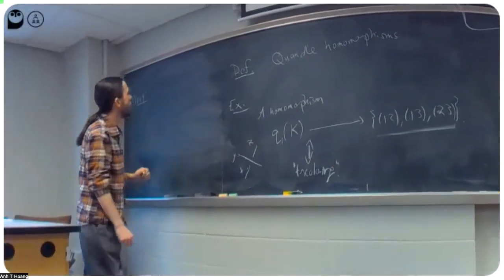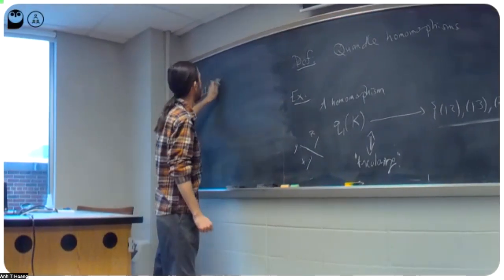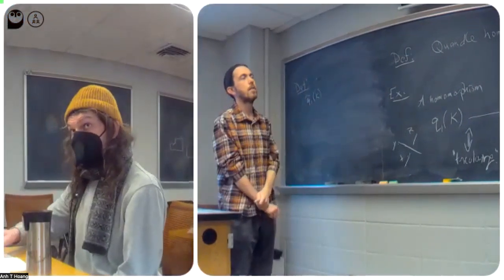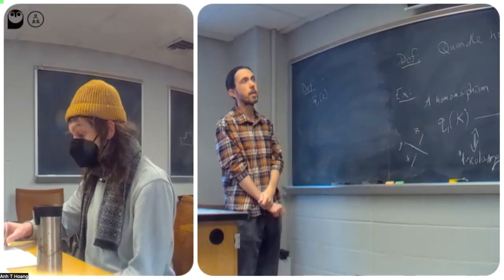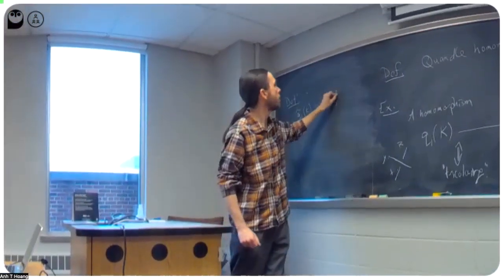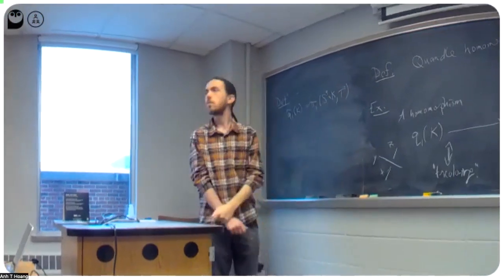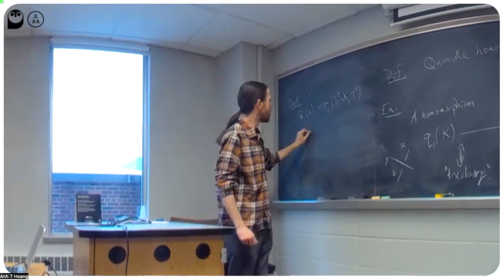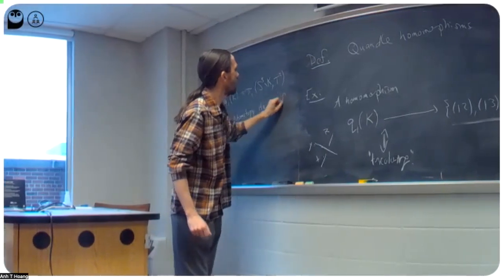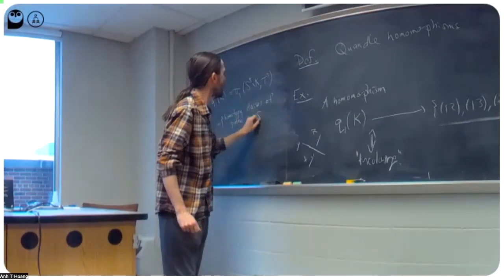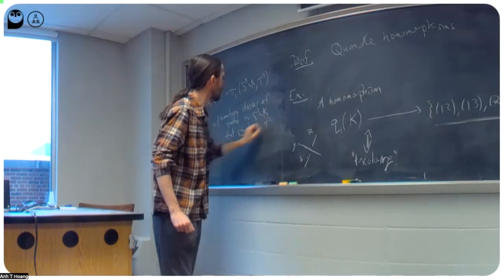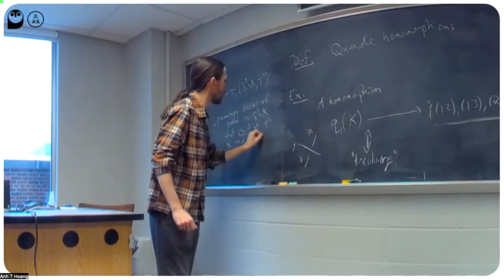Definition. The not quite fundamental quandle according to the original definition, I'm going to define this to be the relative fundamental group, pi 1 of S3 minus K, relative to this torus sitting inside. So by definition, this is homotopy classes of paths in S3 minus K that start at T2 and end at the base point.